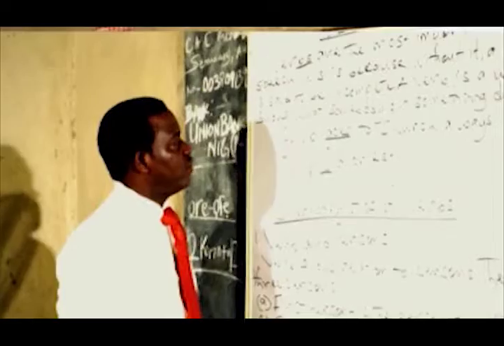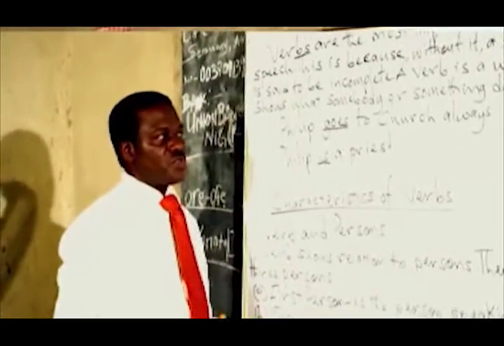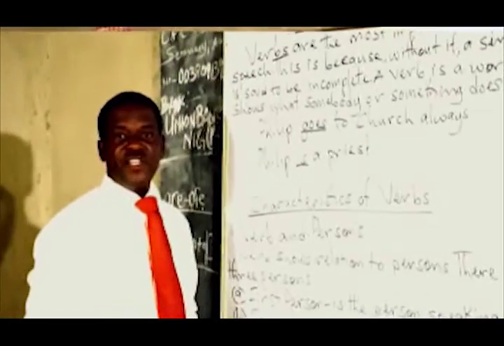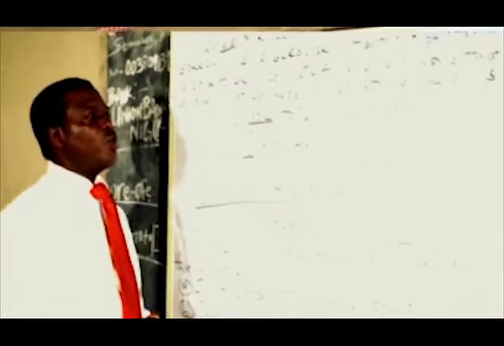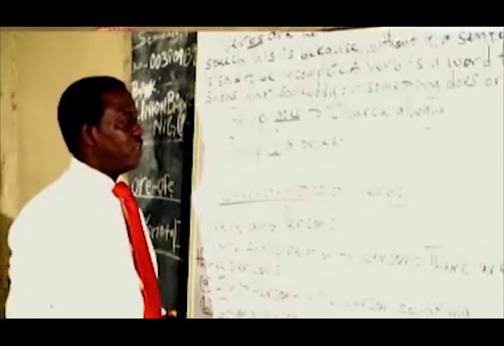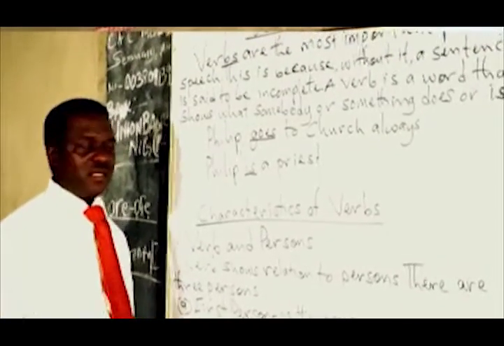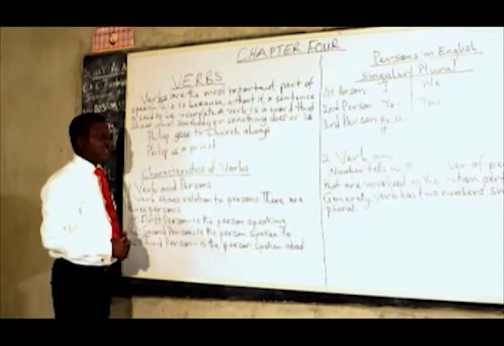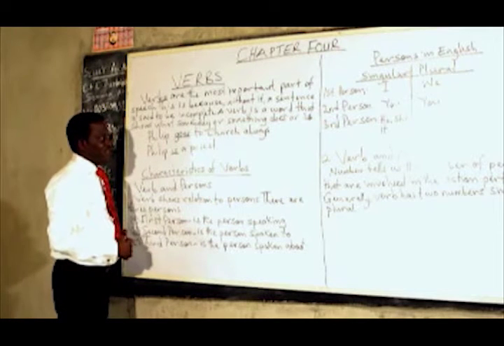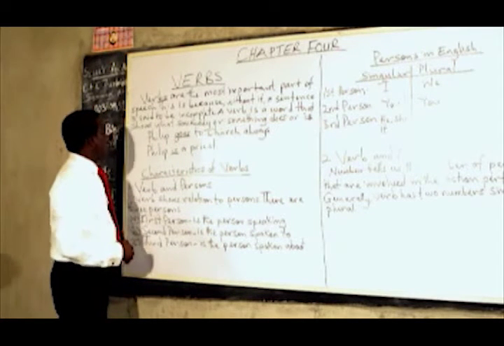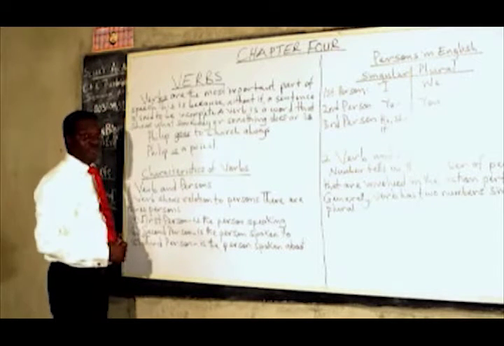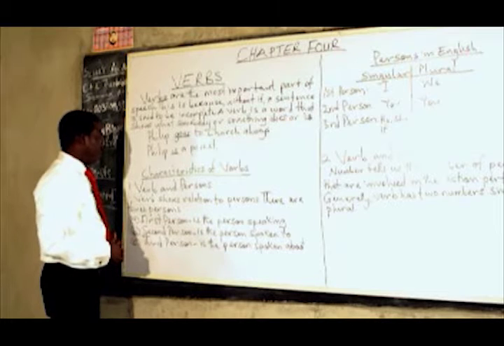In the first one, the word goes is a verb of action, and it shows the action that Philip performs always. In the second one, the verb is not a verb of action. It's a verb of state or existence. It shows us who Philip actually is. Therefore, we say the verb is a word that shows what somebody or something does or is. That is the definition of a verb.